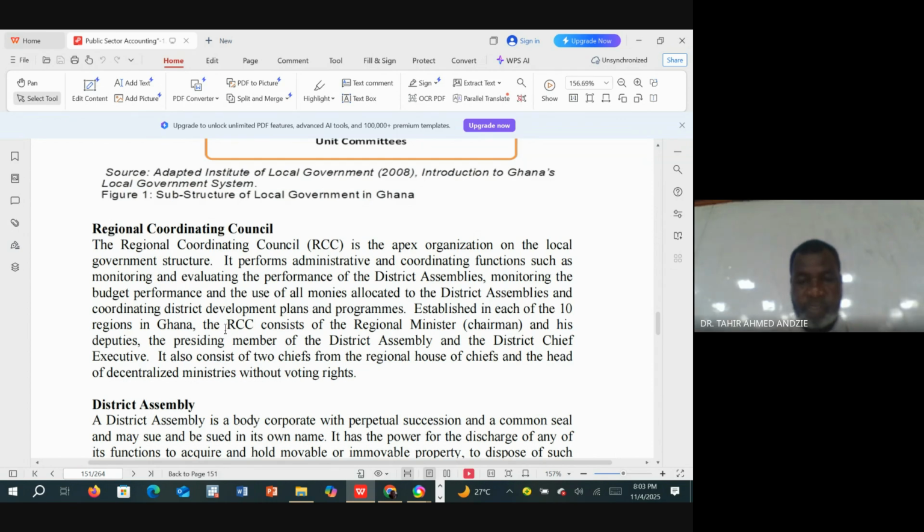So the membership is the minister himself, the deputy, then the presiding members of the district. So if you have about 10 districts in the region, the various presiding members are part of the regional coordinating council. Okay, and then the district chief executives. So the various district chief executives too are members of the regional coordinating council. And then we have 2 members from the regional house of chiefs, and then the heads of the decentralized ministries without voting right.